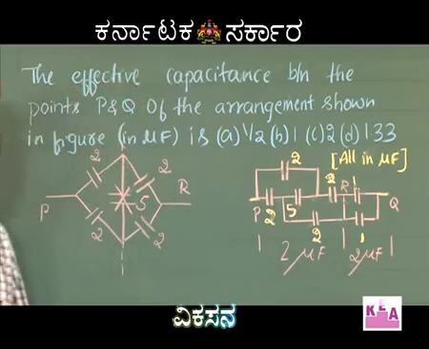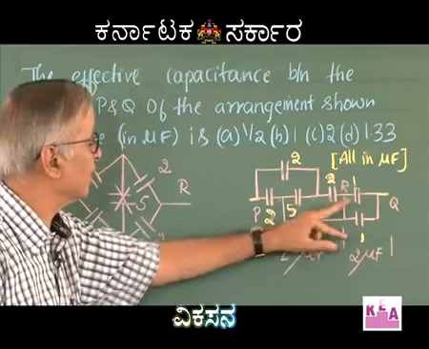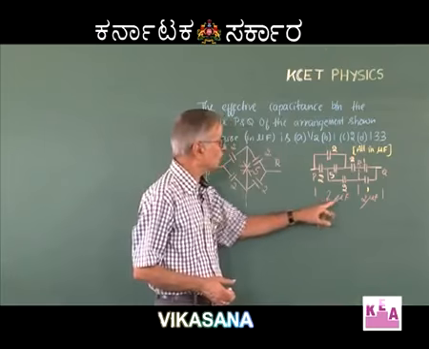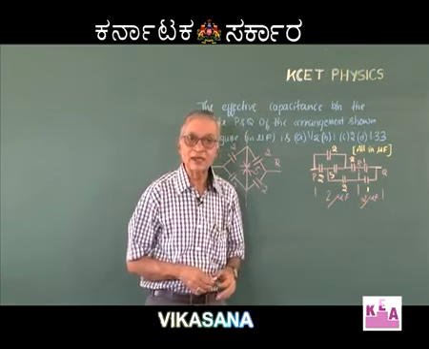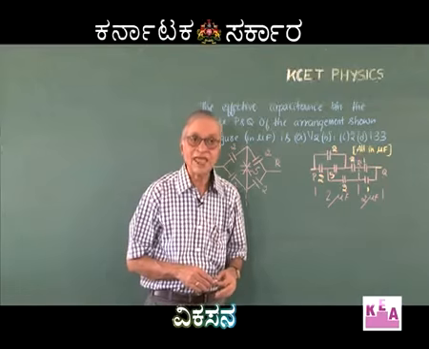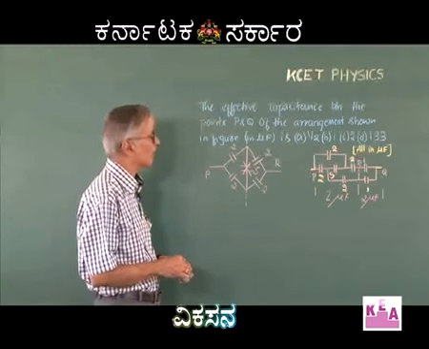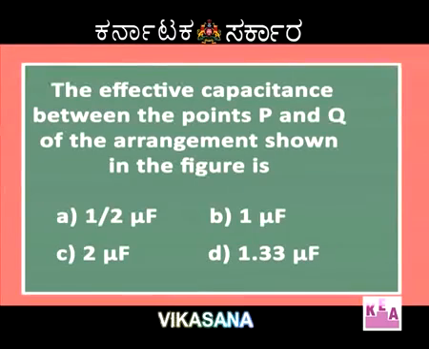Then, can you notice that if you consider this as one part, this as another part, 2 microfarad and 2 microfarad are connected in series. Hence, equivalent capacity is 1 microfarad. Therefore, option number B, that is 1 microfarad, is the correct answer.